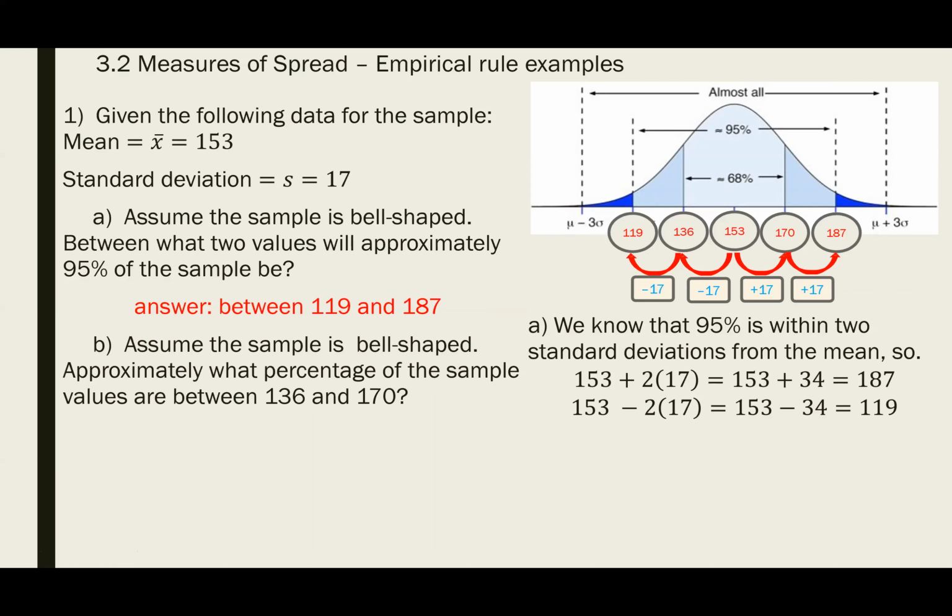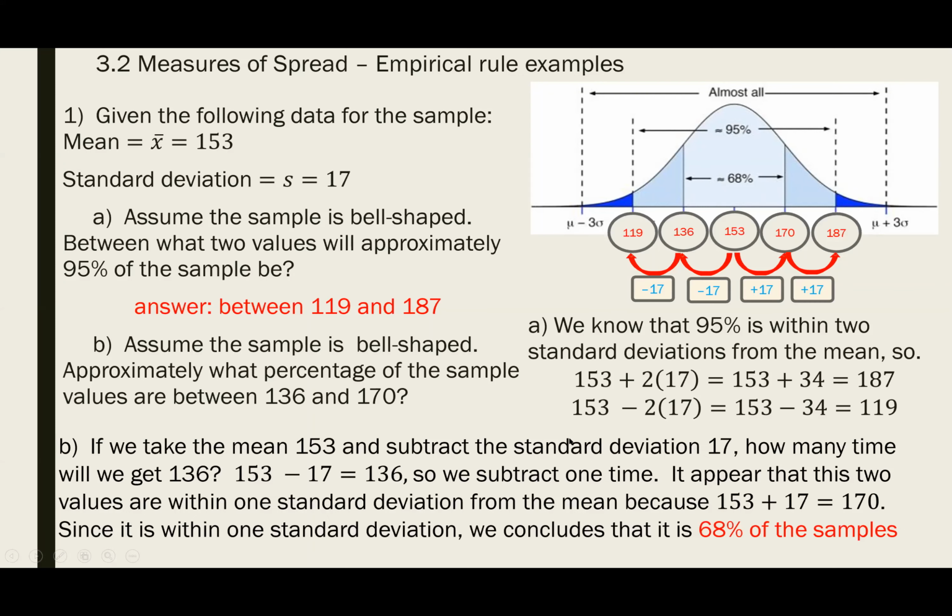And the other question is, if they give you the values, now they ask you what is the percentage, right? Assume that the sample is a bell-shaped curve, and again, that's your green light that we have to use the empirical rule. What percentage of the sample values are between 136 and 170? If you look at my diagram or figure here, we can see that 136 is right here and 170 is right here. Everybody see that that will give me approximately 68% of my sample, right?